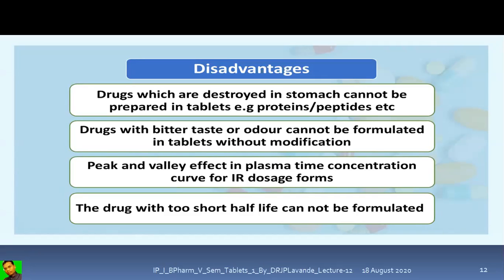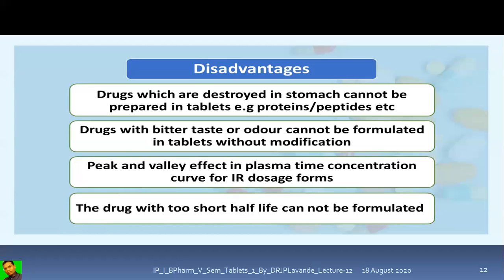The peaks and valley effect in the plasma time concentration curve for the immediate release dosage forms. Yes, as we saw in the previous lecture while studying the graphical representation of time versus plasma concentration, we need to give the tablet multiple times in order to maintain the plasma concentration within the range of minimum and maximum therapeutic concentration. That is responsible for the peaks and valleys effect in the plasma time concentration curve. A drug with too short a half-life cannot be formulated. Yes, so again that is a disadvantage.